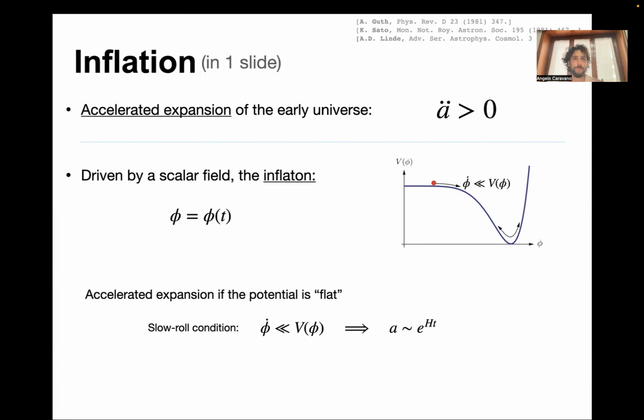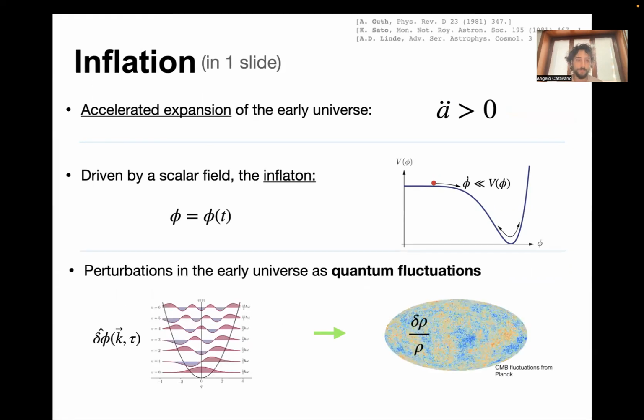And if the universe is filled by a background value of the scalar field that is the same everywhere and constant in time, we can achieve an accelerated expansion if the potential of this field is flat enough, the so-called slow-roll condition.